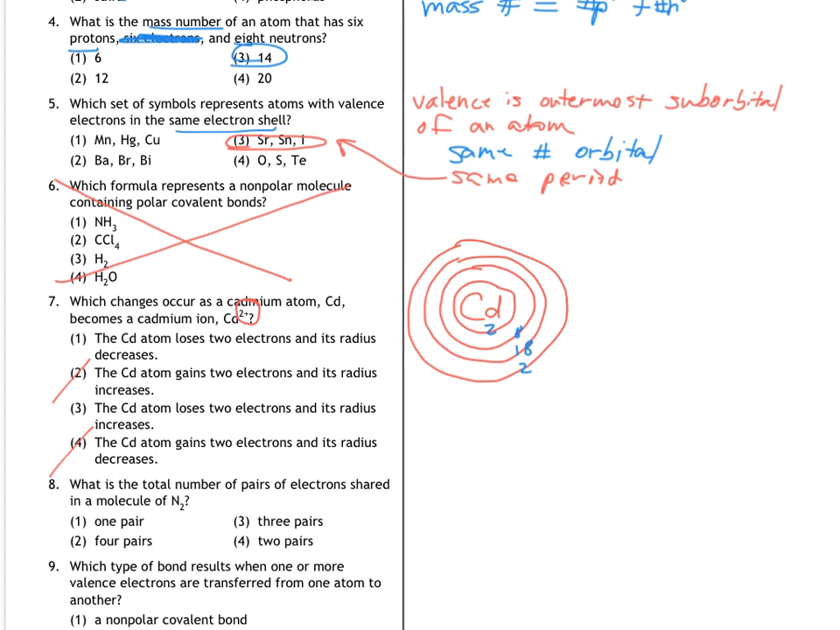So I just showed the orbitals with the number of electrons they would have for the cadmium atom. But once it loses these last 2 electrons and it becomes positive 2, then the radius is going to decrease because that last orbital is now gone. So choice 1 is the best answer.